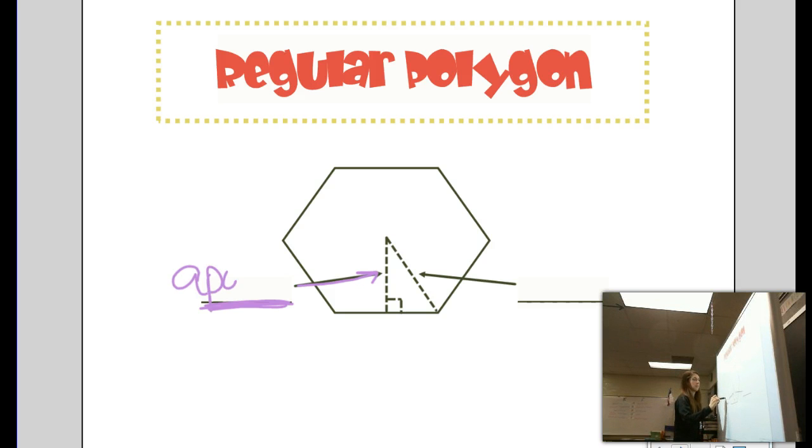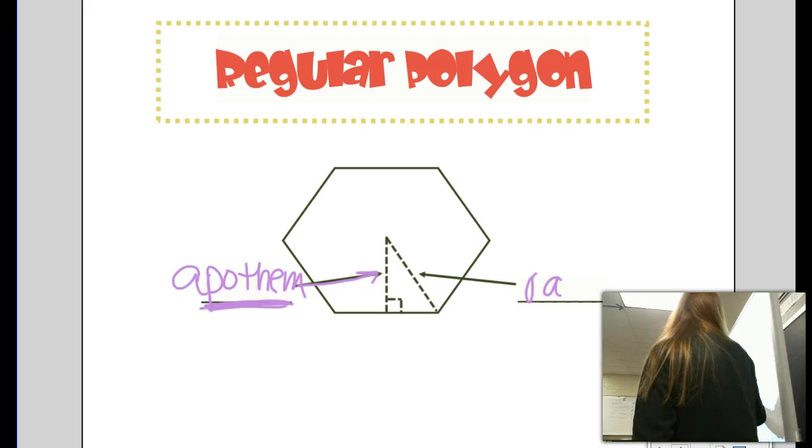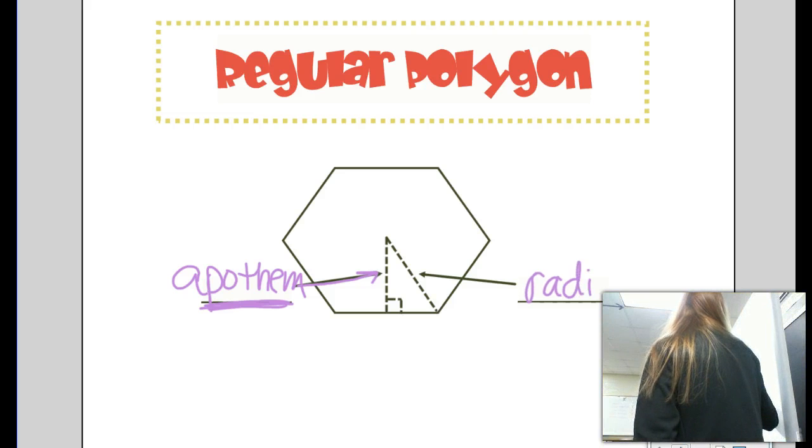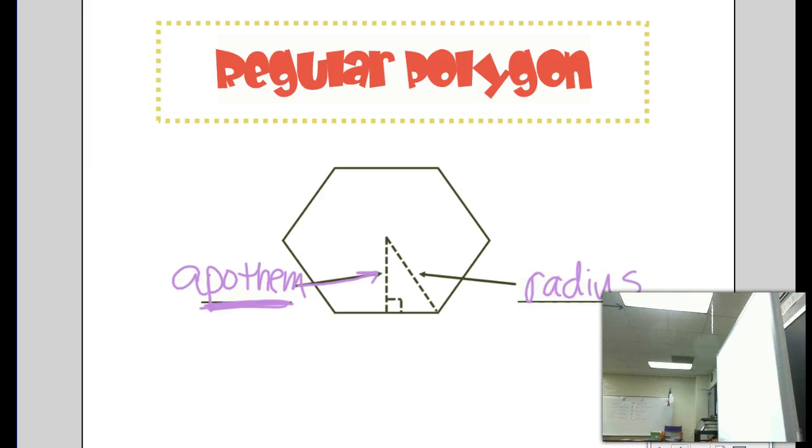Apothem. And so the other segment is the radius. Now, what happens, what is formed when I draw the apothem and the radius at the same time?